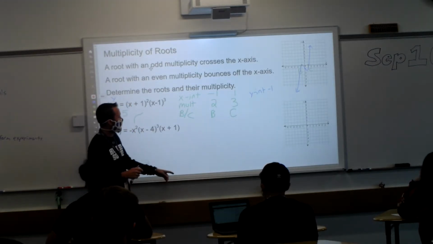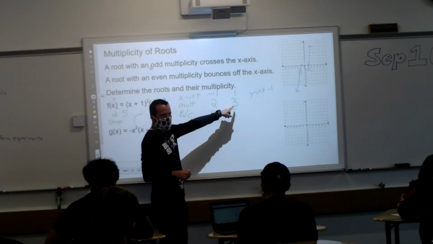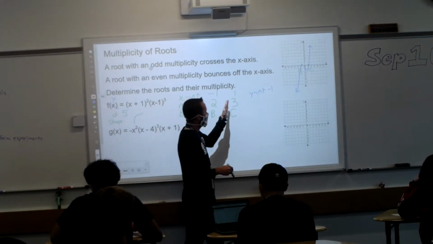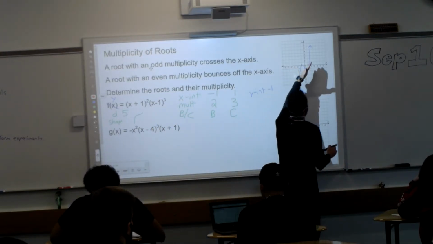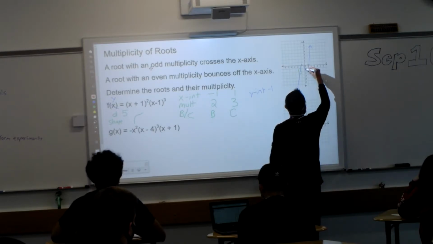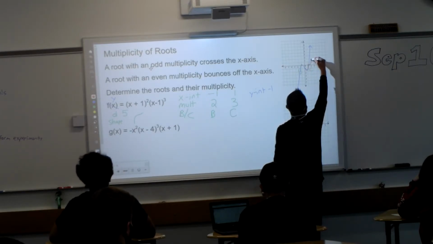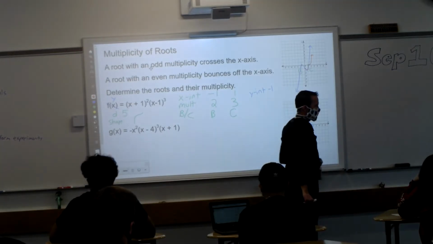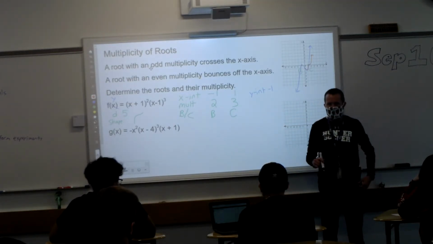Well, what's the multiplicity at 1? 3. So that's the difference. If the multiplicity is odd but it's 1, it crosses smoothly. But if it's a 3, it's actually going to make kind of an S curve like that. So that's how you can make it a little more accurate.